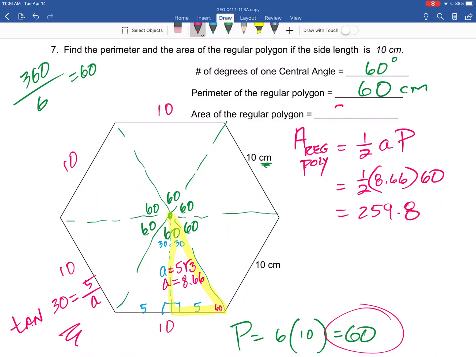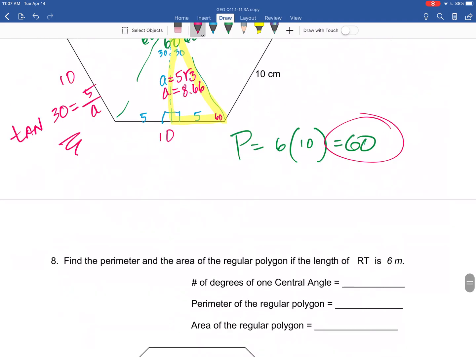259.8. What about units? It is area. Then it better be centimeters squared on that one. Okay, let's go to our last one here.